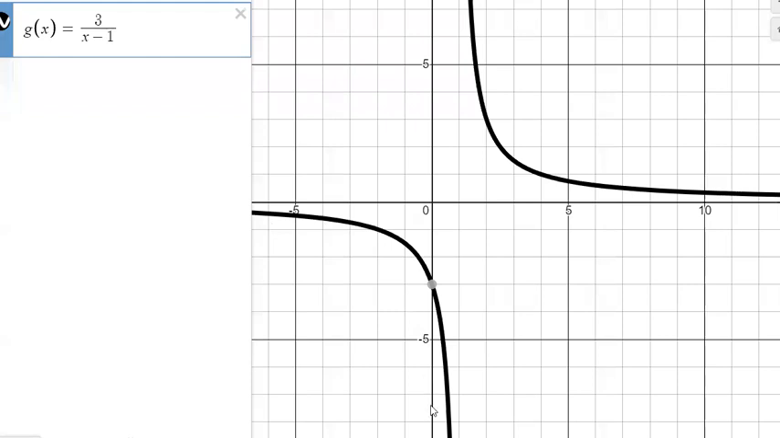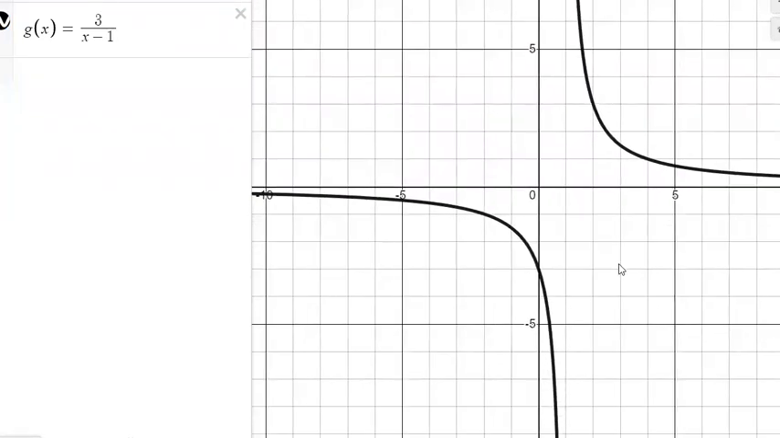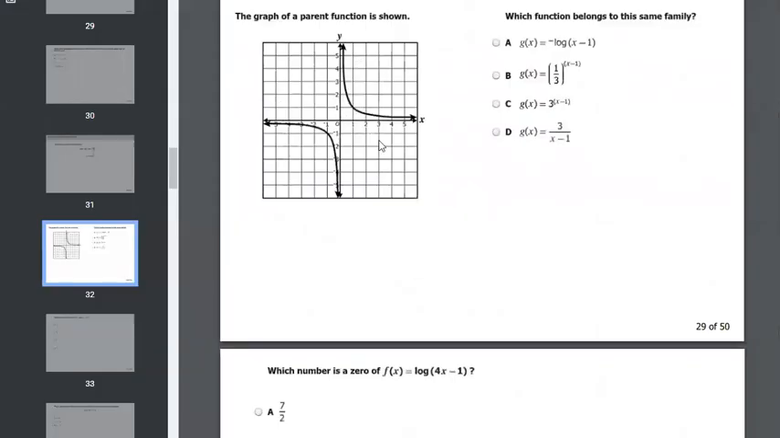And we get this black graph right here, and you can see the two U shapes. So that's very similar to what we have right here. That's why the answer is D.